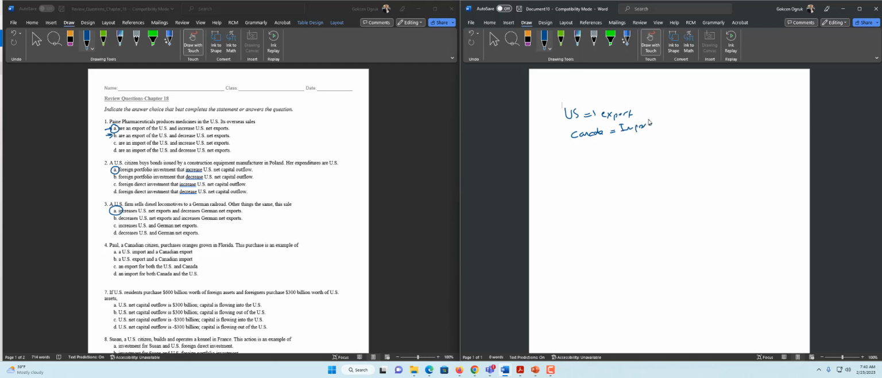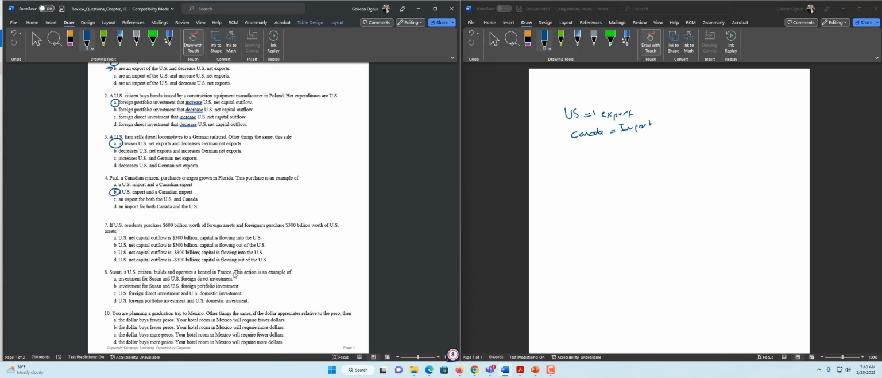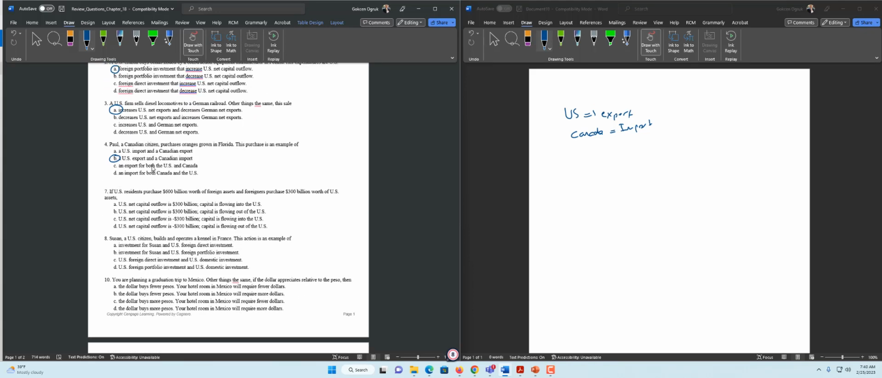This purchase is an example of US export and a Canadian import. Number 7, I'm sorry, the questions are not in order. Number 7: if US residents purchase 600 billion worth of foreign assets and foreigners purchase 300 billion worth of US assets, okay, so we need to write again the NCO.